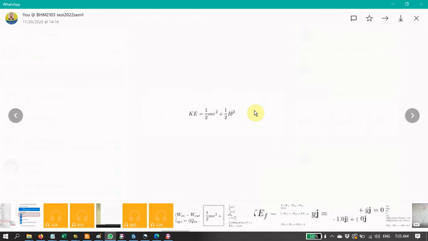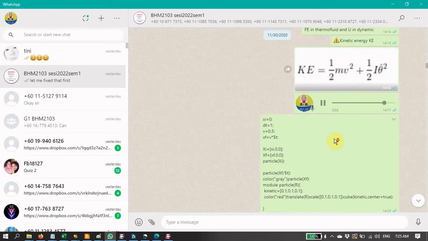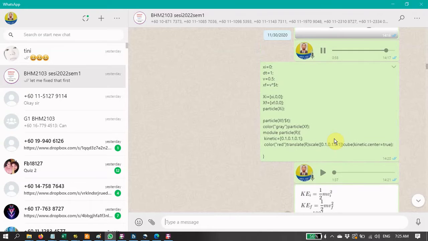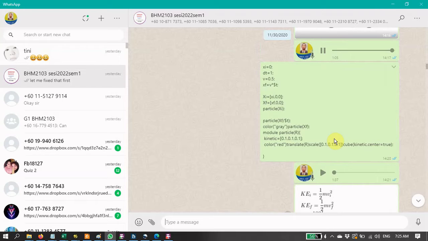For a particle, we consider the half mv squared, or translational kinetic energy. For a particle, we are not considering the rotational motion of a particle, right? So we can differentiate between particle and rigid body. Now, for the time being, we just consider particle first, right? We go for the simple one, and then we go for the rigid body.